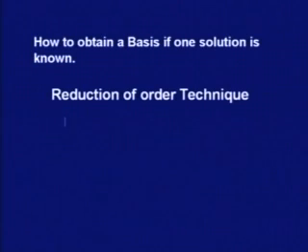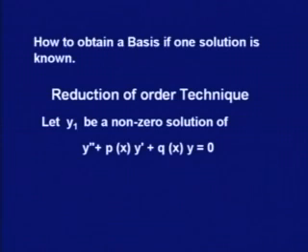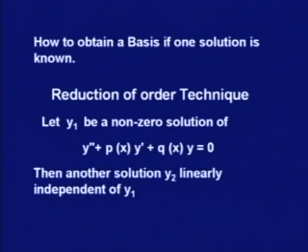See what this technique is. Let y1 be a non-zero solution of the given equation y'' + p(x) y' + q(x) y = 0. Then the second solution y2, which is linearly independent of y1, can be obtained as u(x) times y1(x). Now, the question is how to get it?